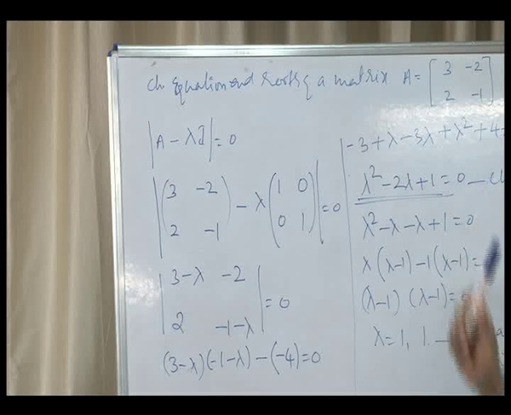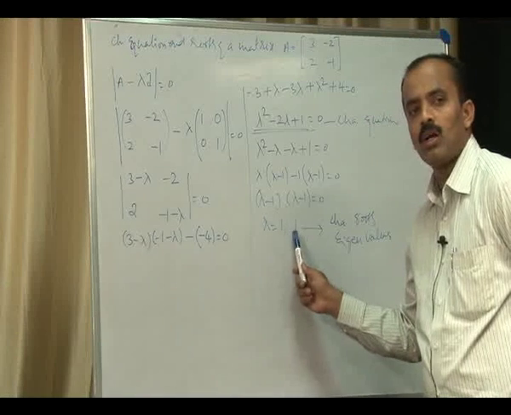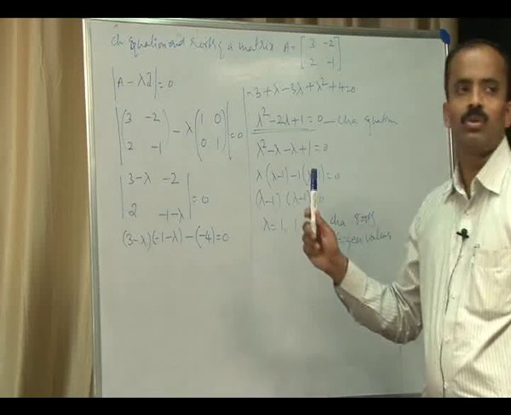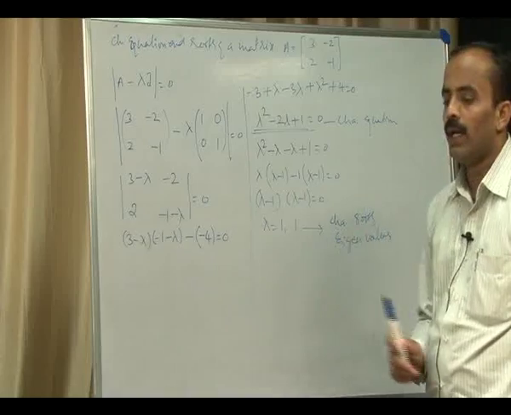This equation is called what? Characteristic equation. And you solve this equation, we get the values of lambda, which are called characteristic roots, or they are also called eigenvalues.